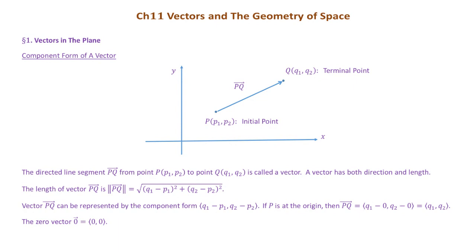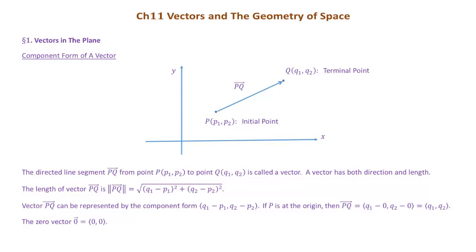So what is a vector? It's the direct line segment from point P to point Q. So you have a direction for the vector. In other words, it's directed. So it points from P to Q in this case. And the notation for vector PQ is just you put the arrow on top of PQ.